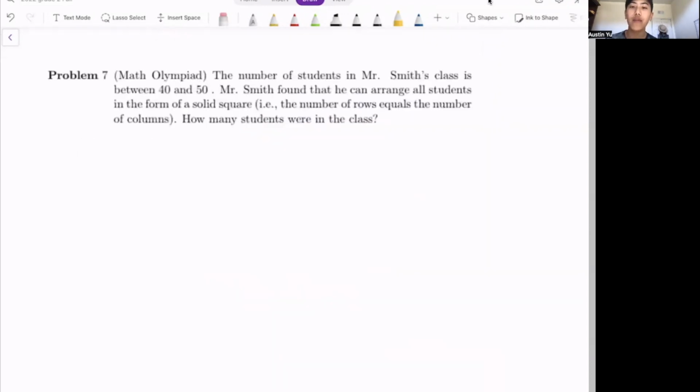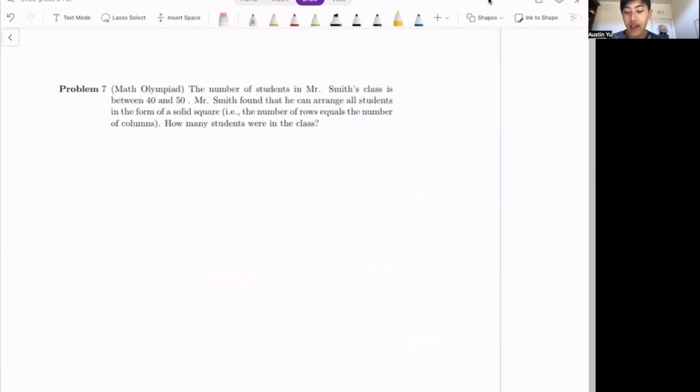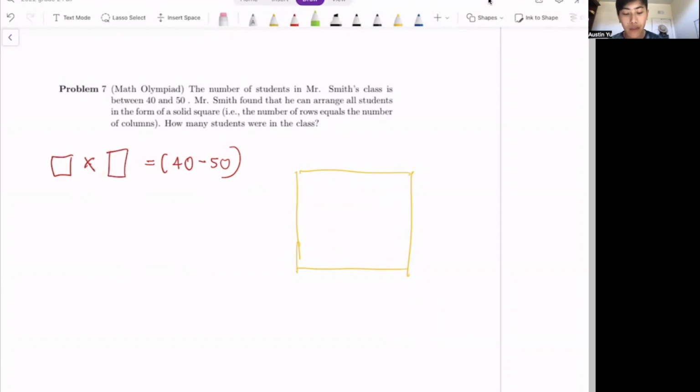Problem 7. The number of students in Mr. Smith's class is between 40 and 50. Mr. Smith found that he can arrange all students in the form of a solid square. The number of rows equals the number of columns. How many students were in his class? If he can arrange all students in a form of a solid square, and the number of rows equals the number of columns, the number of rows should be the same as the number of columns, which means that his class should be between 40 and 50 people. And this should mean that two numbers multiplied together equal this, and these two numbers should be the same. And let's see which number that should be.